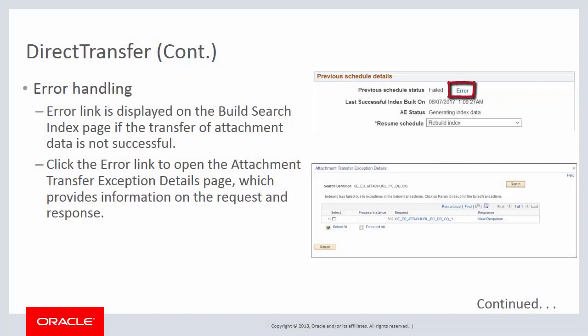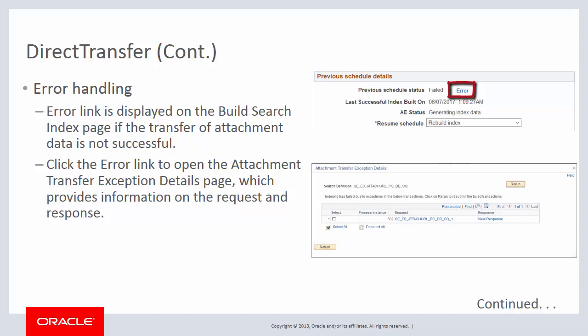Error handling. During indexing, it is possible that certain data transactions are not successful, either due to temporary system situations, for example, if Elasticsearch is performing some internal maintenance operations, or due to data issues. During this time, direct transfer stores this data into an error table and proceeds with further indexing.